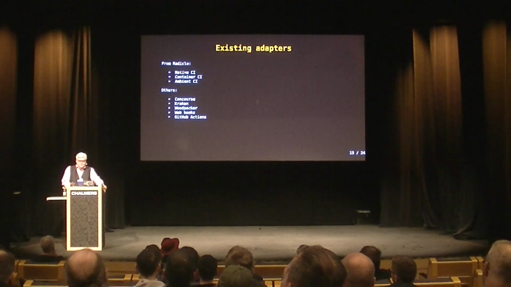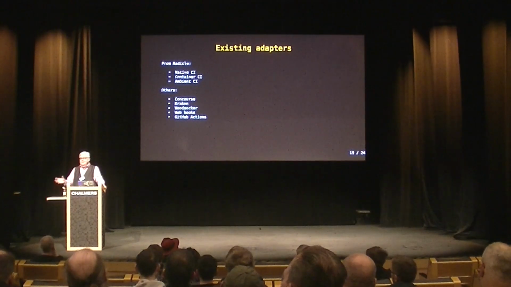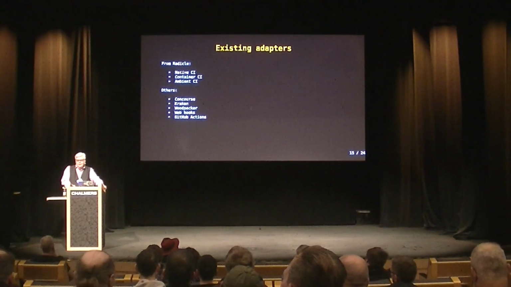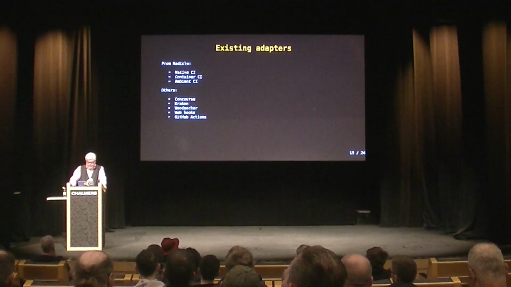We do that because a lot of people are using GitHub Actions, and they might not want to switch everything to Radicle, and they might want to use free compute from Microsoft for running CI.